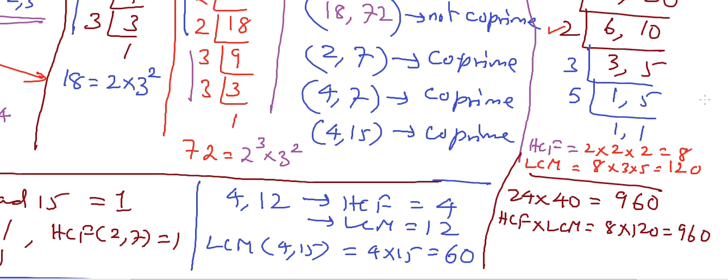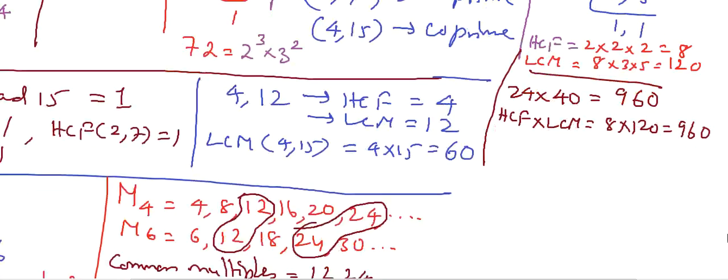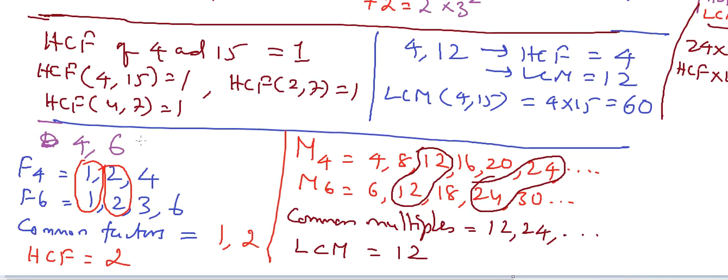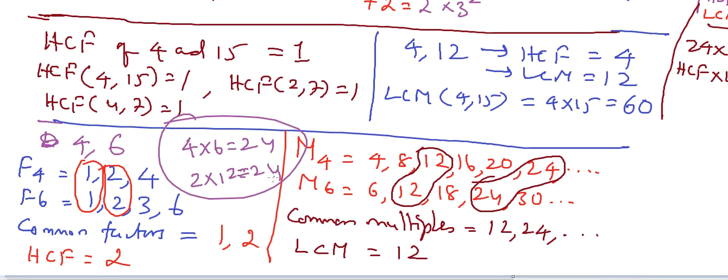Okay, this is true for any two numbers. Let's take the one we found initially, the HCF and LCM of 4 and 6, correct. What's 4 into 6? 24. What are the HCF and LCM? HCF is 2, LCM is 12. See, 2 into 12, that's also 24, correct. So this is true for any two numbers: the product of two numbers is equal to the product of their HCF and LCM.